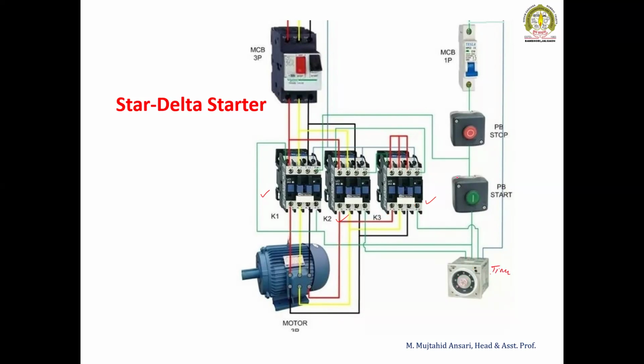In the case of an automatic star delta starter, as soon as we switch on the start button, the motor gets started in star, and after 30 seconds or 15 seconds, the motor gets converted into delta. So it is called a star delta starter. Automatic star delta starters can be used for a three-phase induction motor. And in the terminal box, there are 6 terminals.